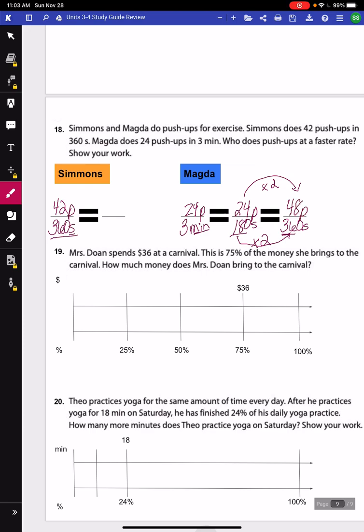So who does push-ups at a faster rate? Well, Simmons does 42 push-ups in 360 seconds, and Magda does 48 push-ups in 360 seconds. So Magda does push-ups at a faster rate.